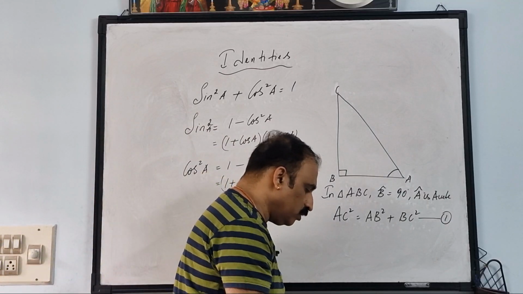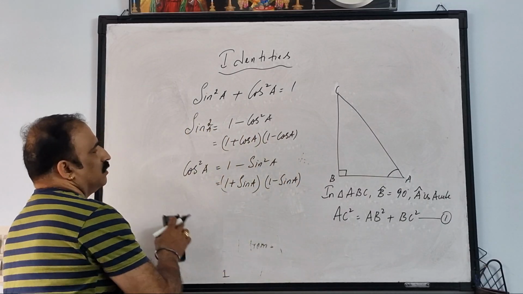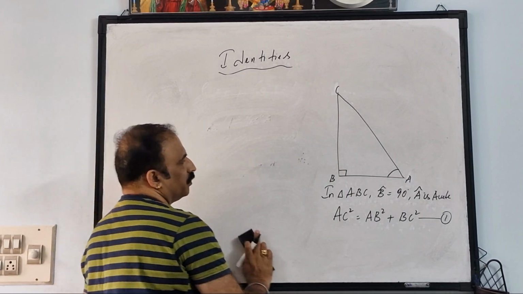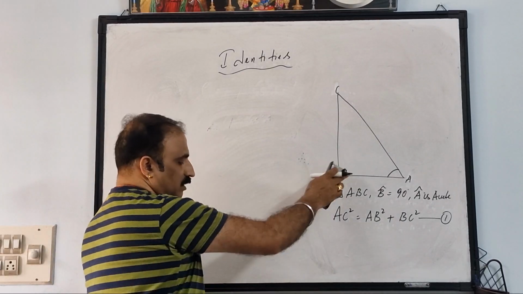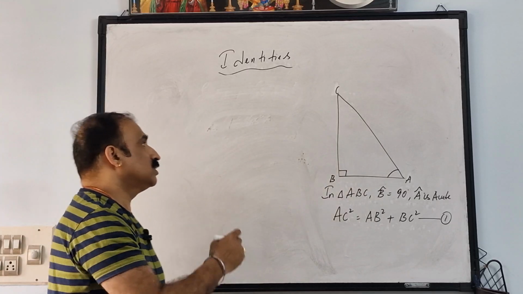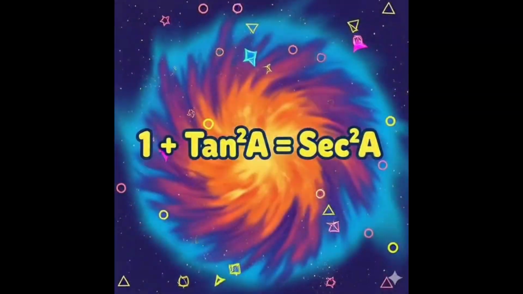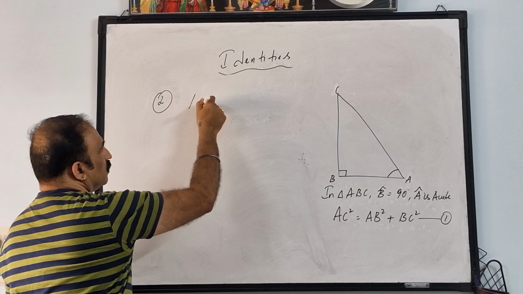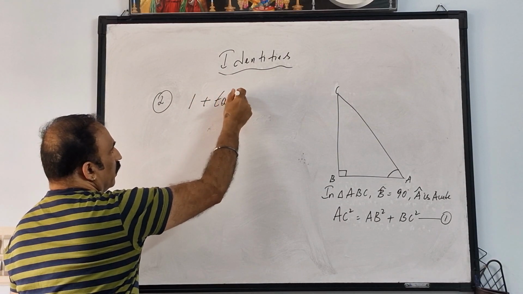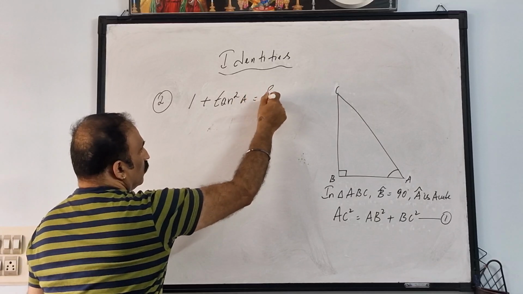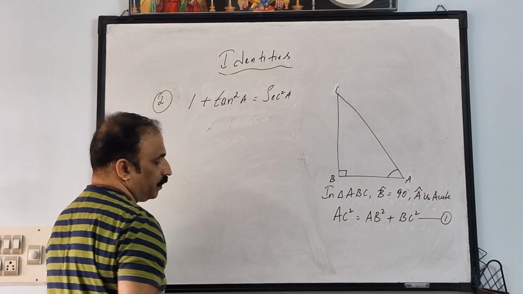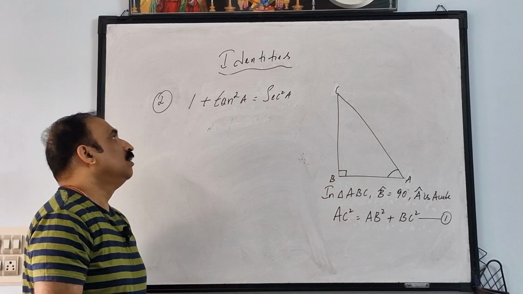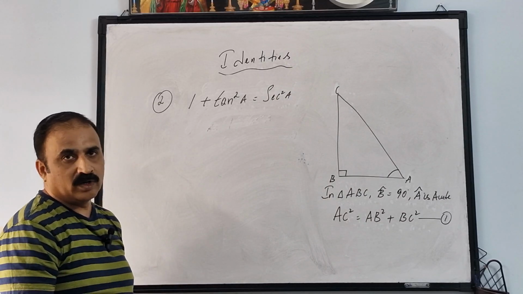Now we are going to look into the next identity, the second one, for which we don't particularly require the right angle triangle. I just leave it over there. I look into the next one, the second identity. It says 1 plus tan square A is equal to secant square A. The second one. Now we don't require a triangle, we just go into reciprocal ratios.